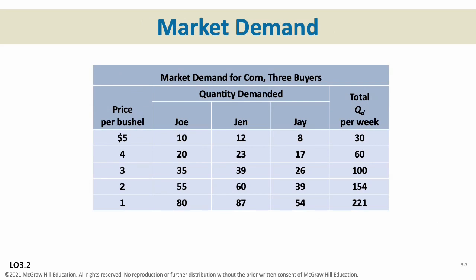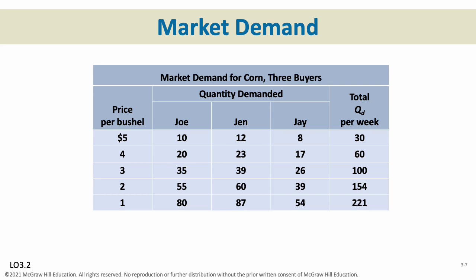Market demand is all of the demand in a market for a good or a service. This is a pretty simple example because in this market there's only 3 possible buyers, Joe, Jen, and Jay. But in reality, market demand would be the combined demand of all of the possible buyers in a market. So there are 3 buyers in the market for corn, and your market demand is the horizontal summation, where you just simply add up all of the demand for each of the people in the market.